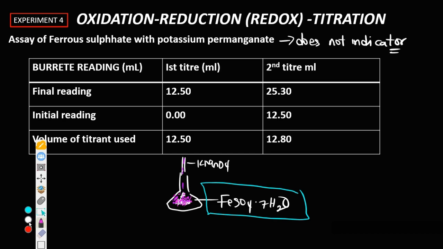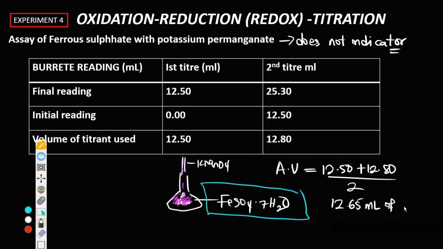So what is our titer value? The titer value from this experiment, the average titer, will be equal to what? The volumes used here, 12.50 plus 12.80, divided by how many? 2. When you do this calculation, what is that going to give you? 12.50 plus 12.80 divided by 2 is equal to 12.65 mil of KMnO4 reacted with the what? The iron sulfate. So it means 12.65 mil of KMnO4 reacted with the iron sulfate, and that is your titer value.